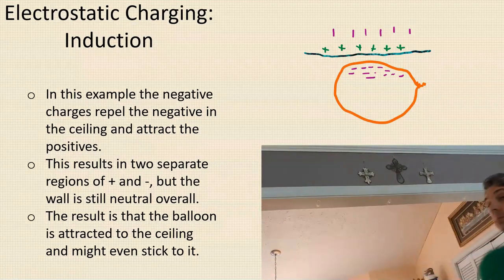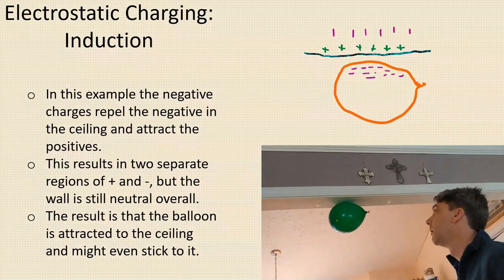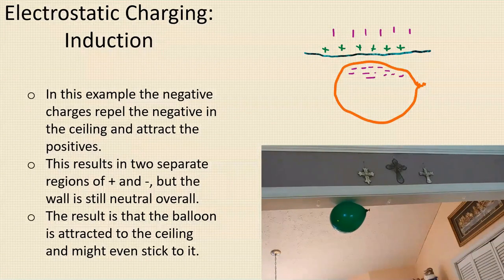Hey, look, there's me. There's a balloon. I'm charging that by friction. Put it up there near the ceiling. The charges in the ceiling got polarized just like the picture there, and I had enough charge that it actually allowed the balloon to stick to the ceiling and not fall down.